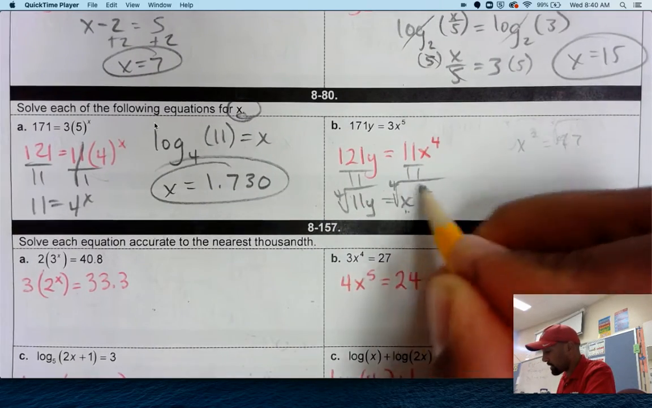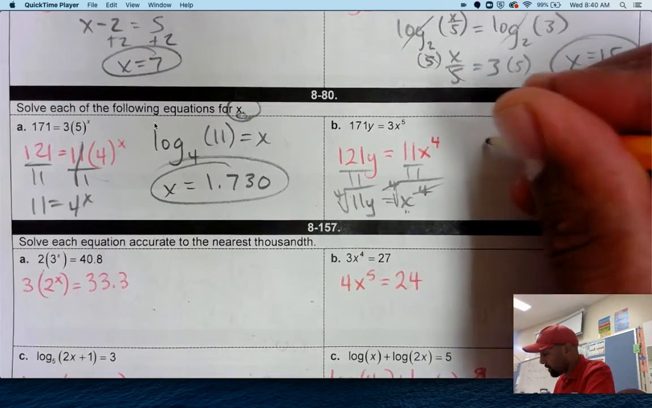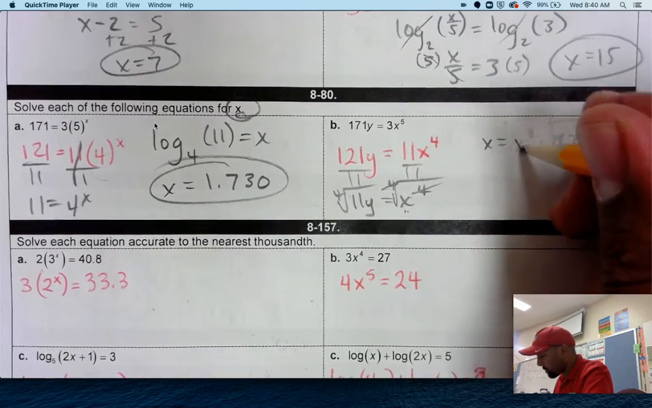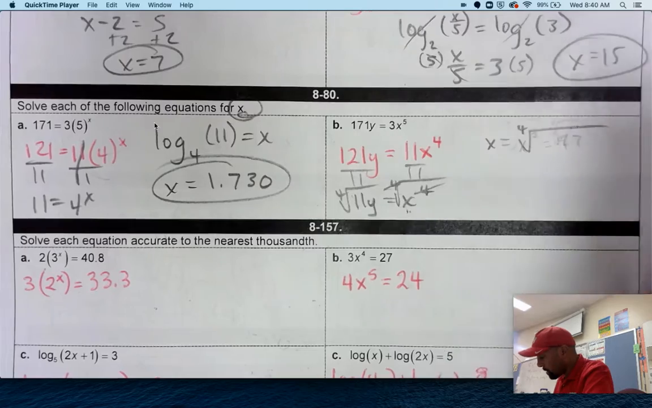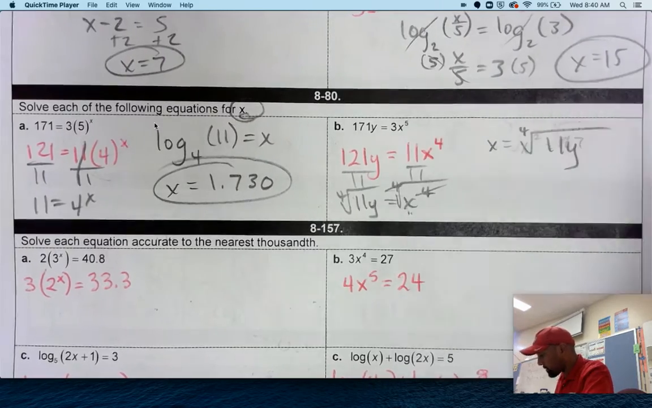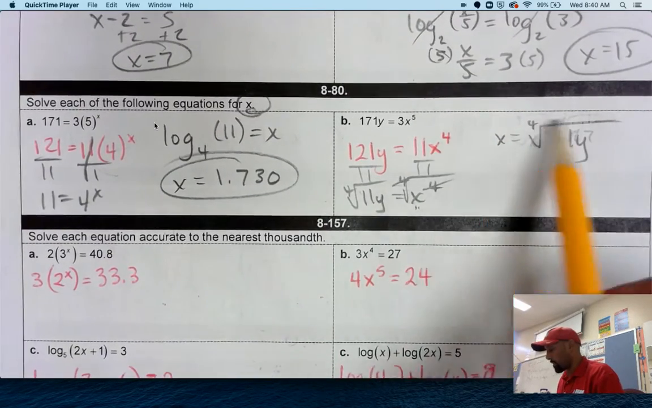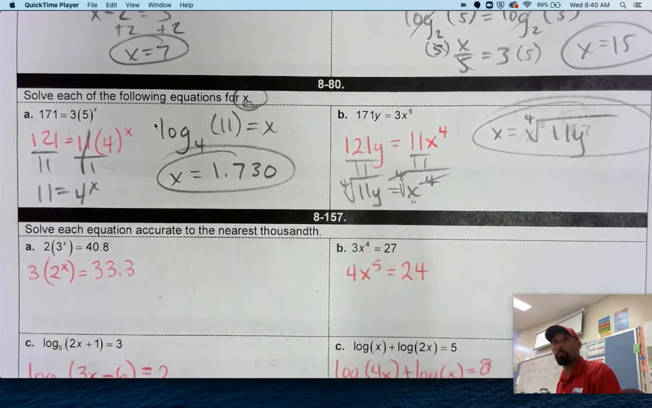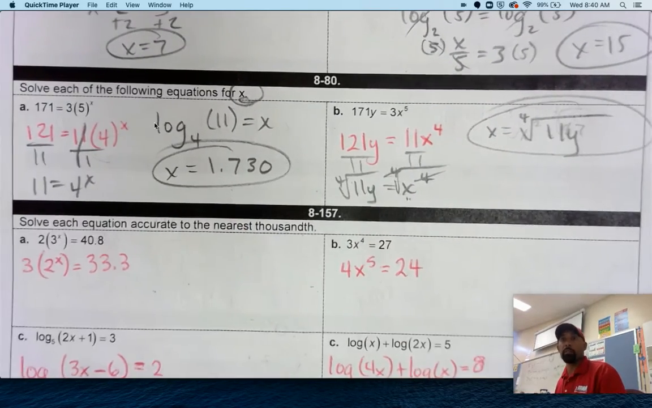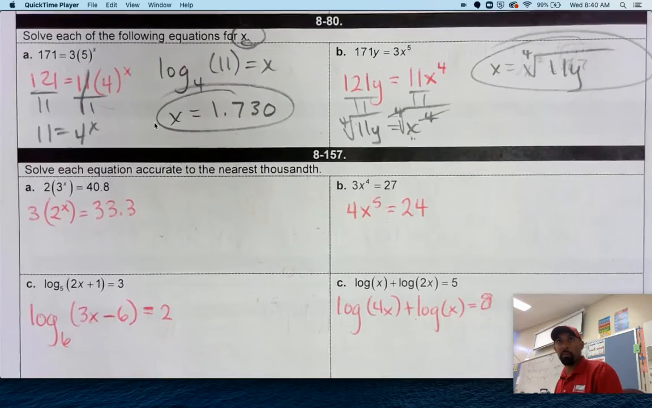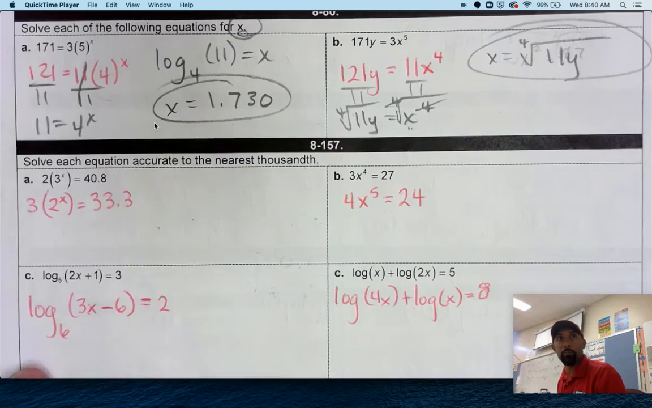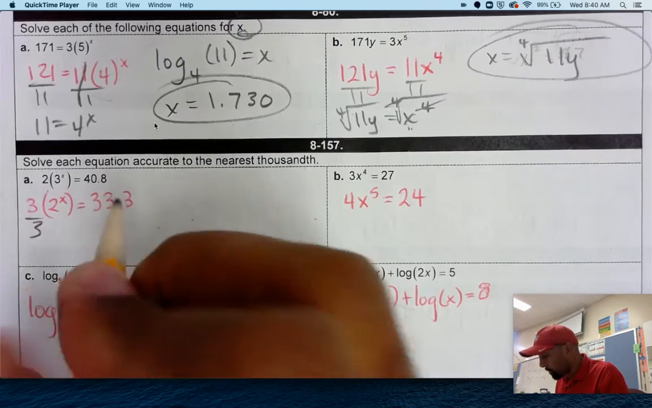Okay, so that gets rid of the fourth here. So I'm going to just switch the x to the left side. And now it's equal to the fourth root of 11y. So you end up with an expression. It's not like an actual value like this, okay? Just because there's an extra variable in there. And we don't have another equation, so we don't have anything to substitute or eliminate with. All right, so here, similar to this problem, got to divide this number in the front first.